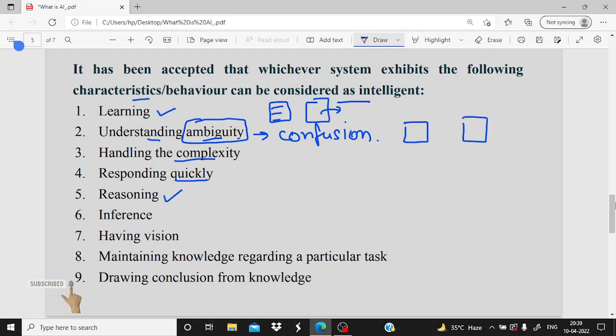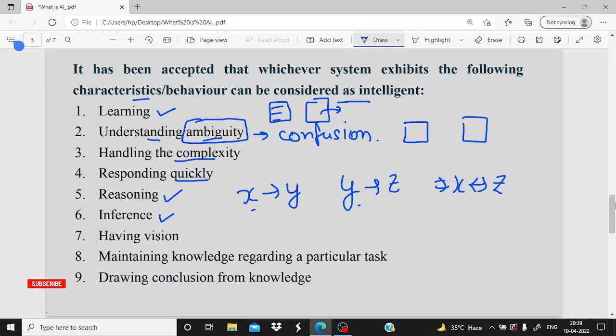Reasoning, we can reason. Inference is like the questions you have done: if X is the father of Y and Y is the father of Z, then tell me the relation between X and Z. You will say they have the relation of grandfather and grandson. So this is an example that comes in inferencing.